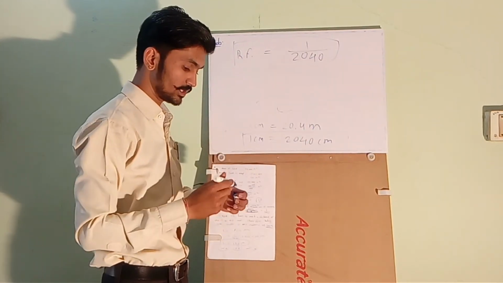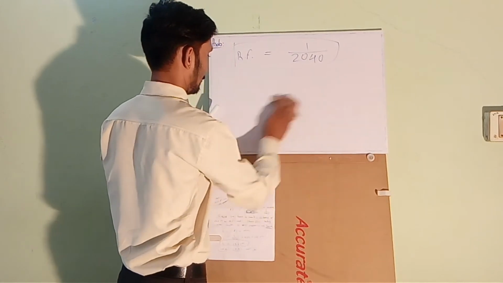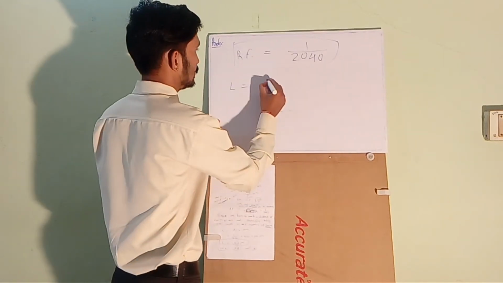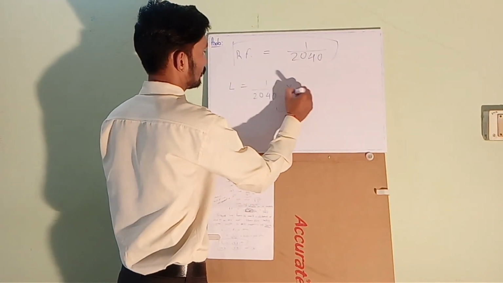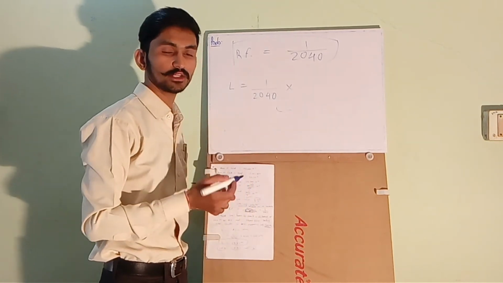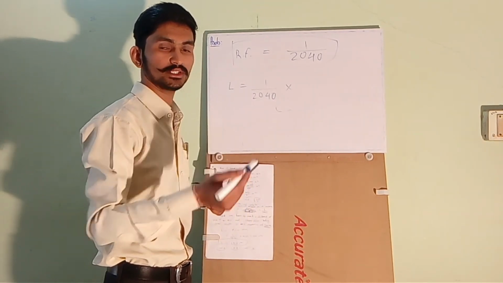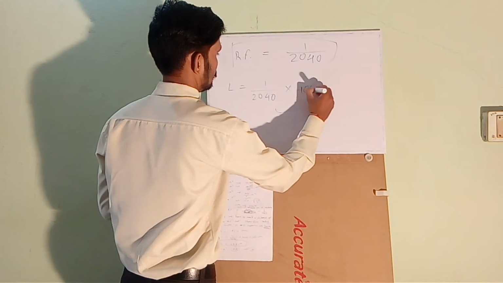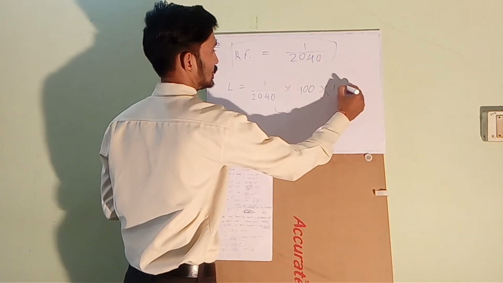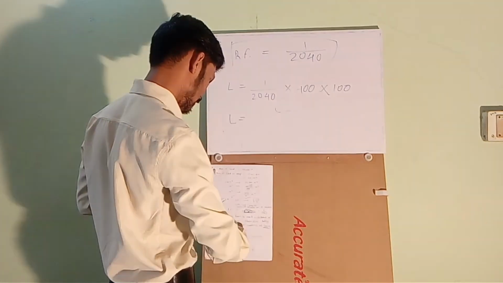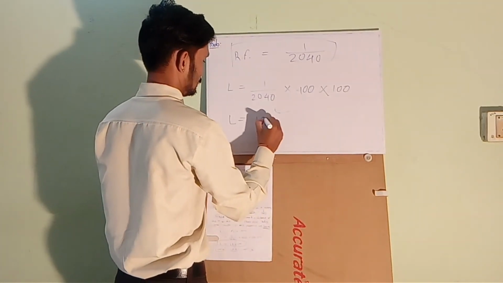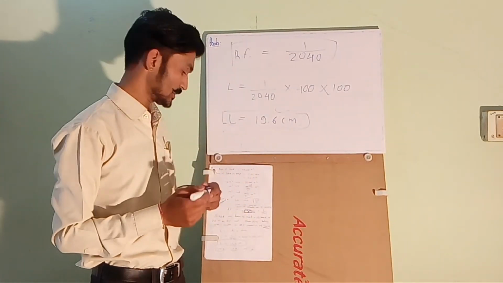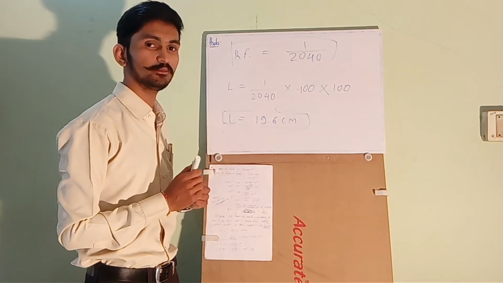Now we can calculate the length of the scale, and length of the scale is RF multiplied by maximum length to be measured. RF is 1 by 2040 and maximum length to be measured, which is not given in the question, but we have to show 346, so we can take maximum length to be measured as 400 meters. Again we have to convert it into centimeter, so this will be 19.6 centimeter. Okay, so the length of the scale is 19.6 centimeter.